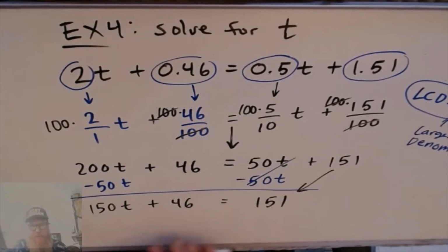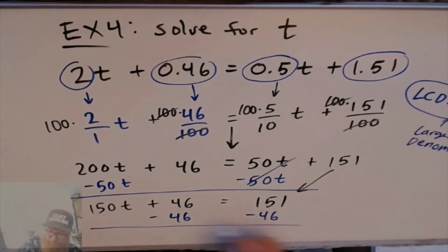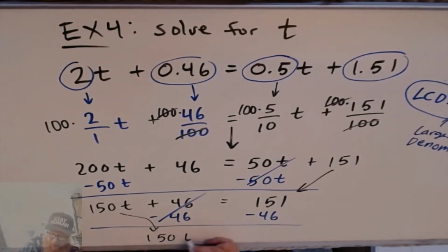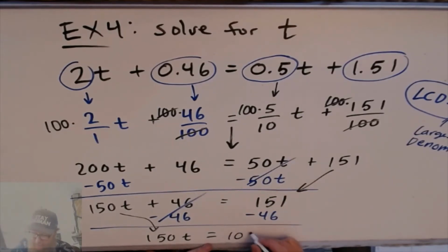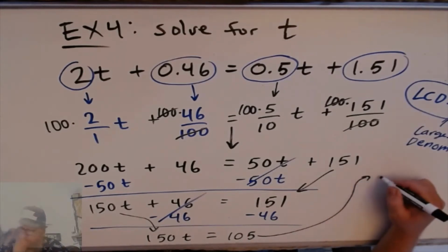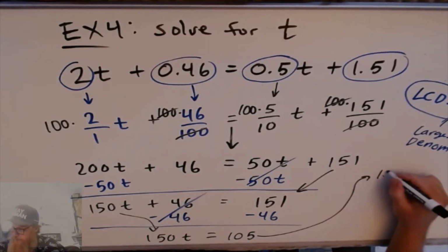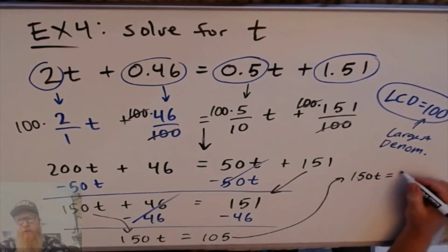Now I've got to move the 46. So subtract 46. I just draw these lines to sort of keep myself lined up, as they say. This is canceled out. 151 minus 46 is 105. I've again come to the end of my rope here, so I'm moving over. 150t equals 105.